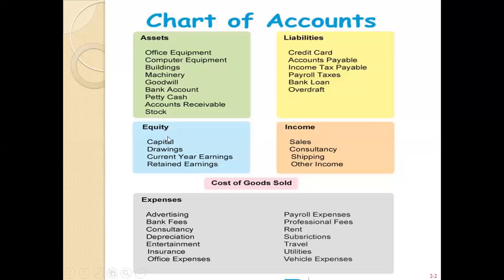And third is equity. That's the owner's invested amount. Whenever we start the business, the owner will invest an amount. The name of the account that represents the owner's investment amount, we will use the capital account, stock capital account. Okay, drawing, current year earning, retained earning.